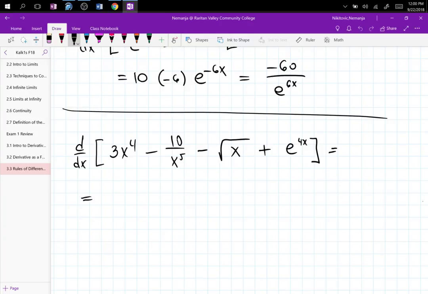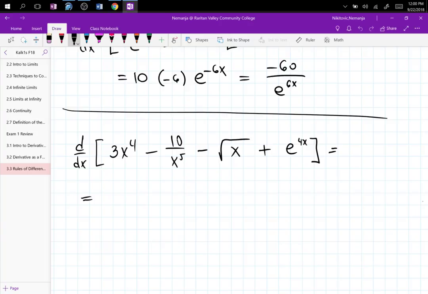So we have 3x to the 4, perfect, negative 10x to the minus 5, perfect, x to the 1/2, perfect, and this stays the same. The derivative here, 4 times 3 is 12, x to the 4 minus 1 is 3, perfect. Negative 10 times negative 5 is positive 50, and then it should be x to the minus 6, so over x to the 6, good.